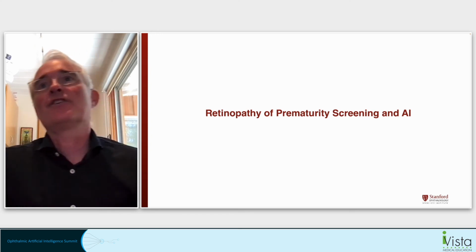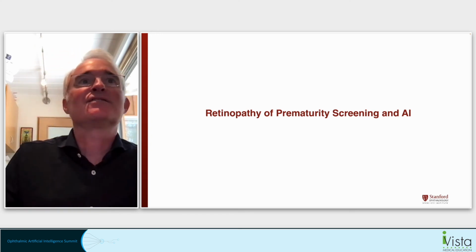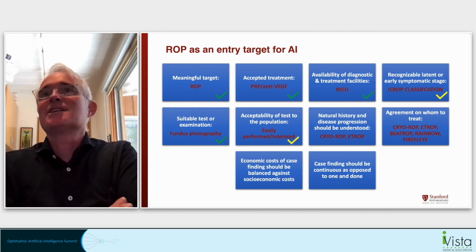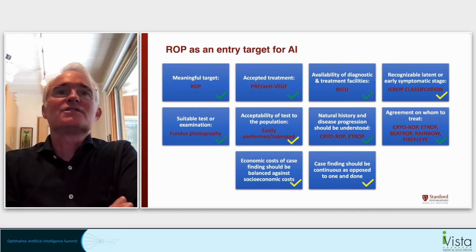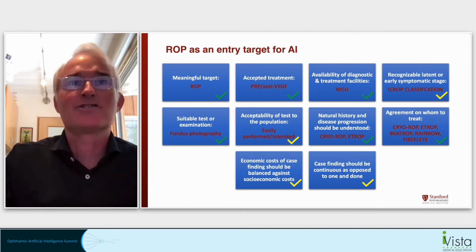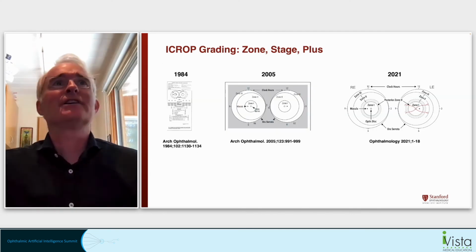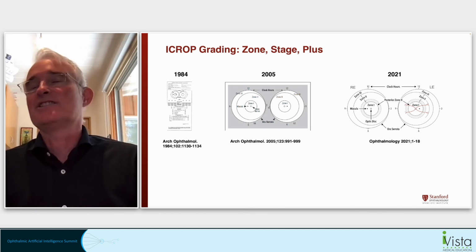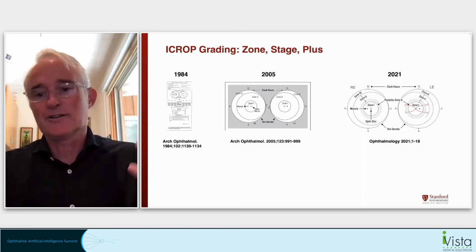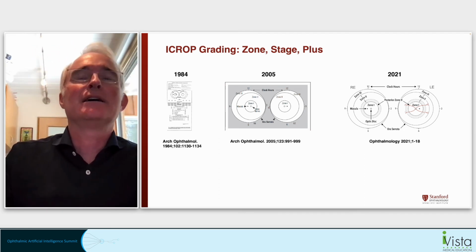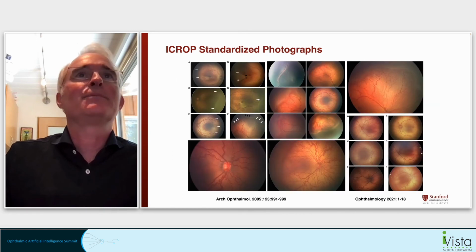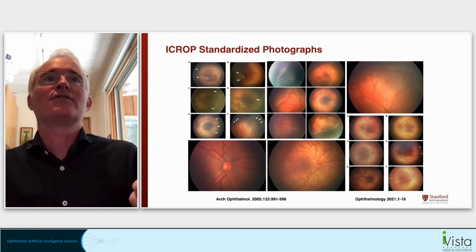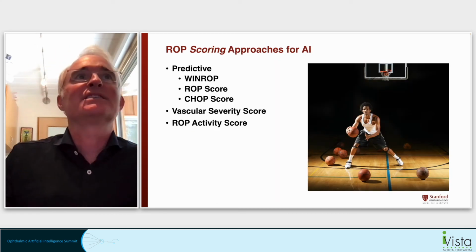In ROP for AI, Pete has gone over this extensively earlier and did a great job and has been instrumental in this. ROP meets the 10 criteria put forth by Wilson and Jungner, although it's expensive and requires a lot of manpower to go out there and do this. We have a similar but more limited feature set, mainly zone, stage, and plus, compared to all of the features that they're grading in diabetic retinopathy. And importantly, we have standardized photographs, which are very important for assessing and then training on, obviously.